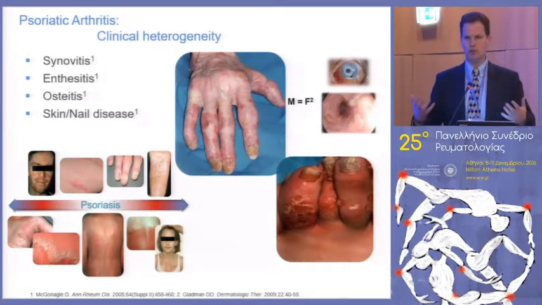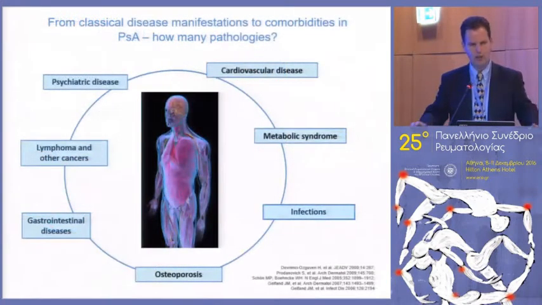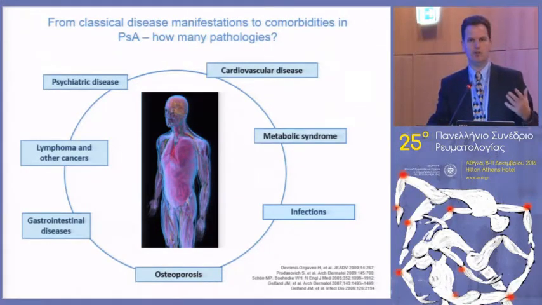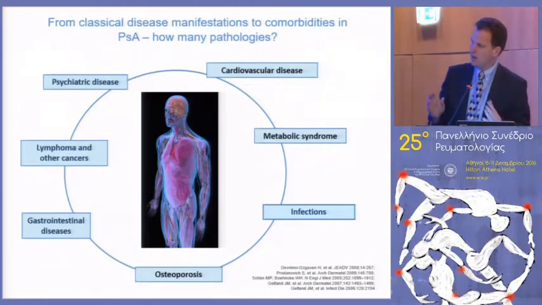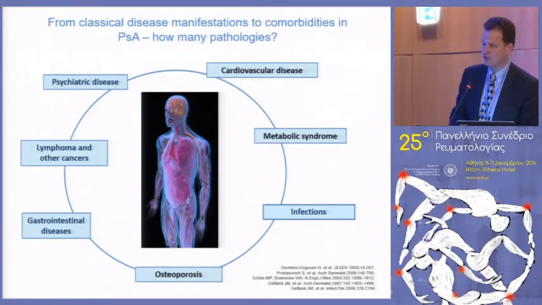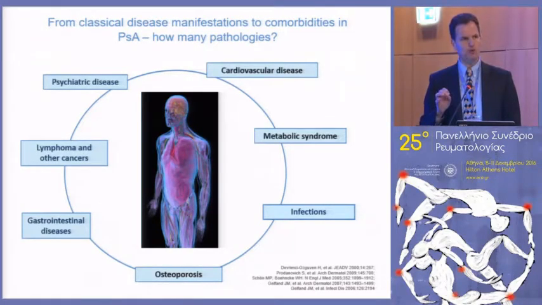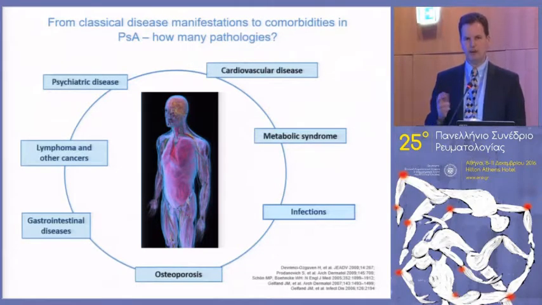And then even we know we have to think about the eye. We have to think about the gut. And actually we have to think about much more than that. We have to think about the heart, the blood vessel, the brain. And I particularly want to emphasize the comorbidities, or as they probably should be more appropriately termed, the multimorbidities, because it is far from clear that these are simply secondary phenomena, especially in psoriasis and psoriatic arthritis.